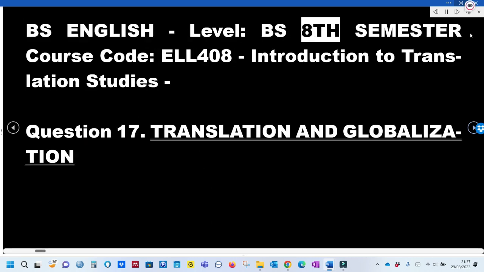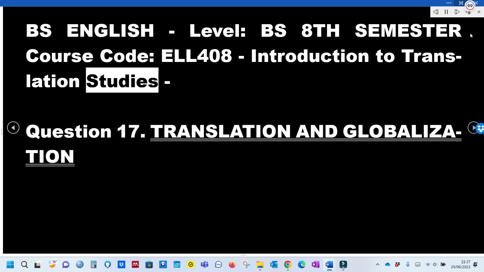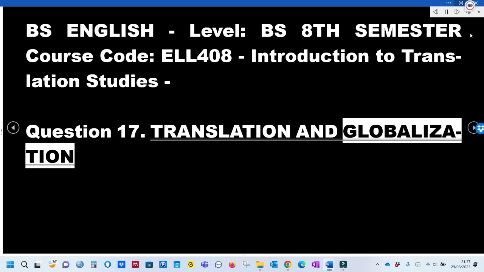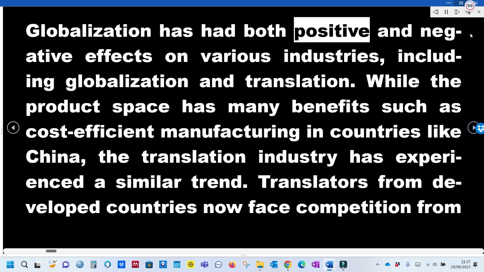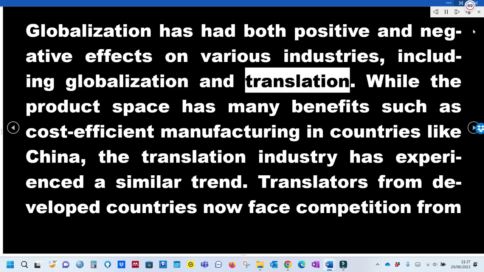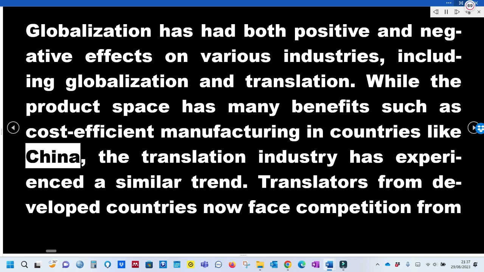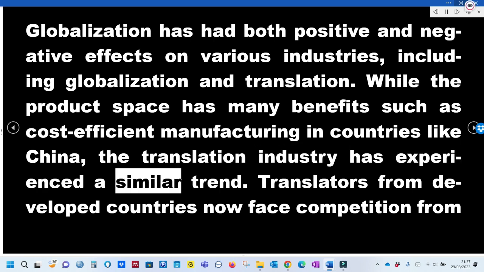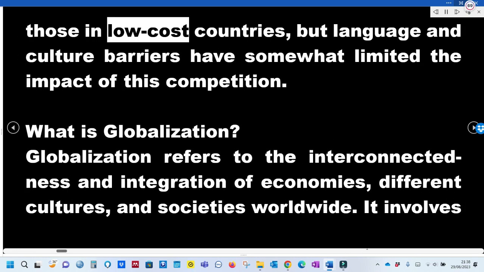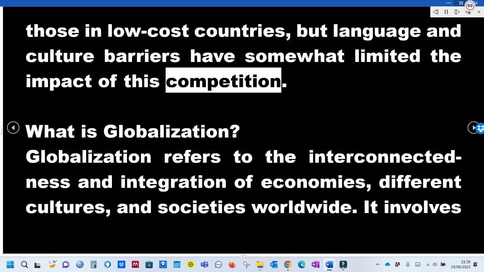BS English, BS 8th Semester, Course Code ELL 408, Introduction to Translation Studies. Question 17: Translation and globalization. Globalization has had both positive and negative effects on various industries, including translation. While the product space has many benefits, such as cost-efficient manufacturing in countries like China, the translation industry has experienced a similar trend. Translators from developed countries now face competition from those in low-cost countries, but language and culture barriers have somewhat limited the impact of this competition.